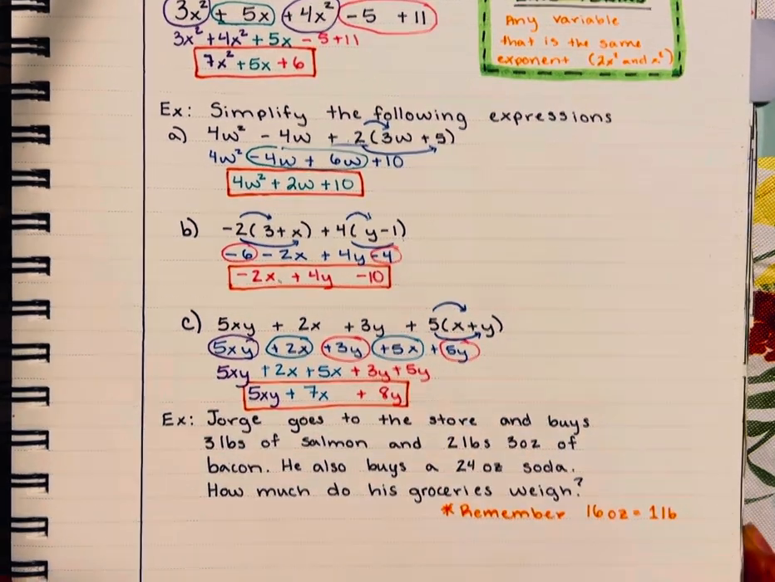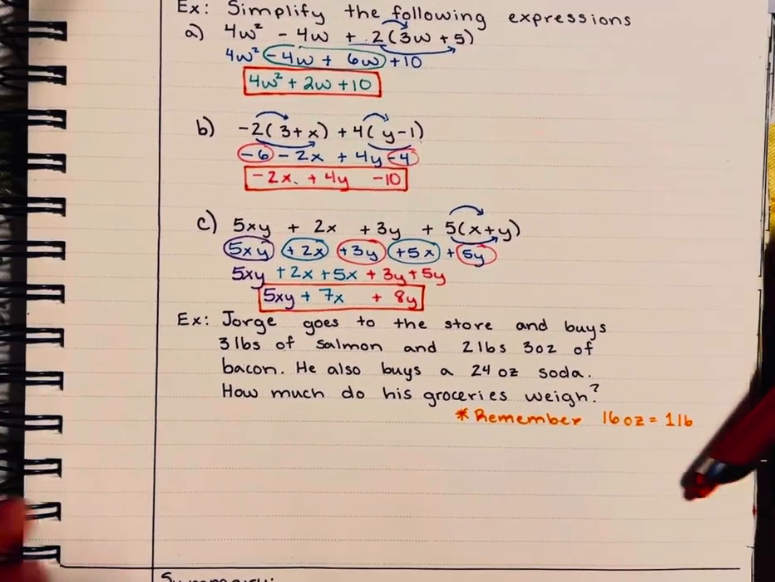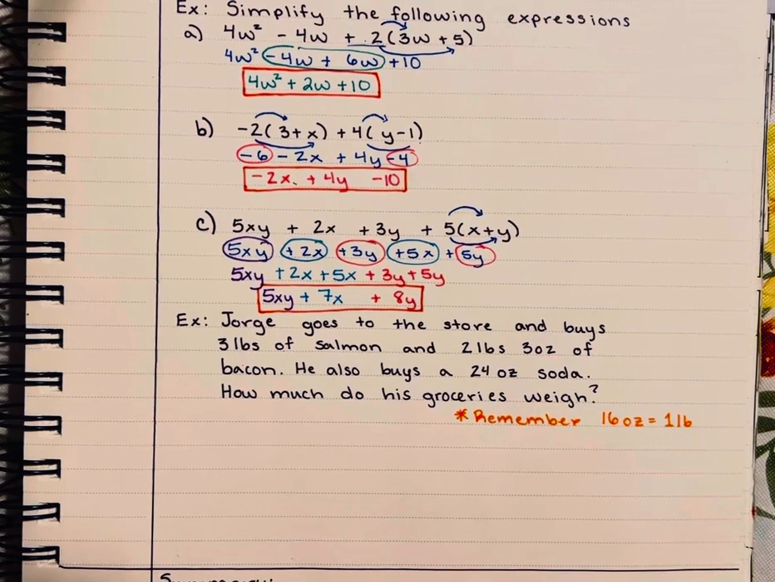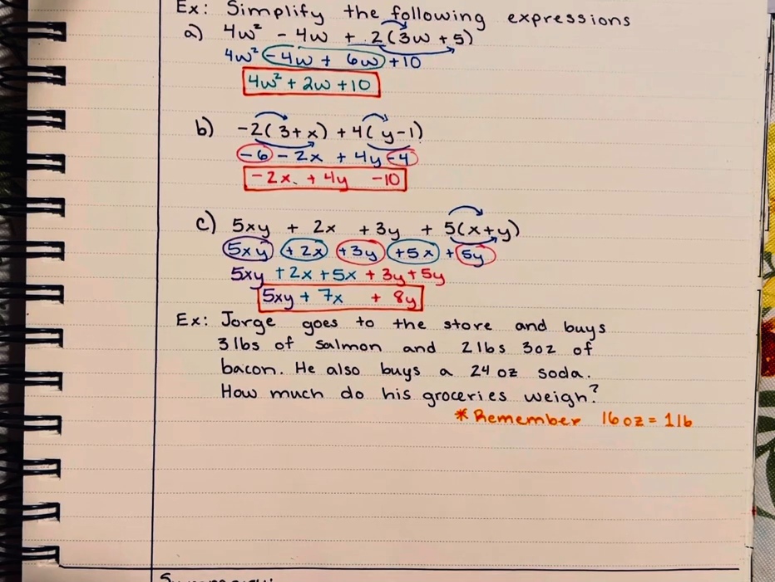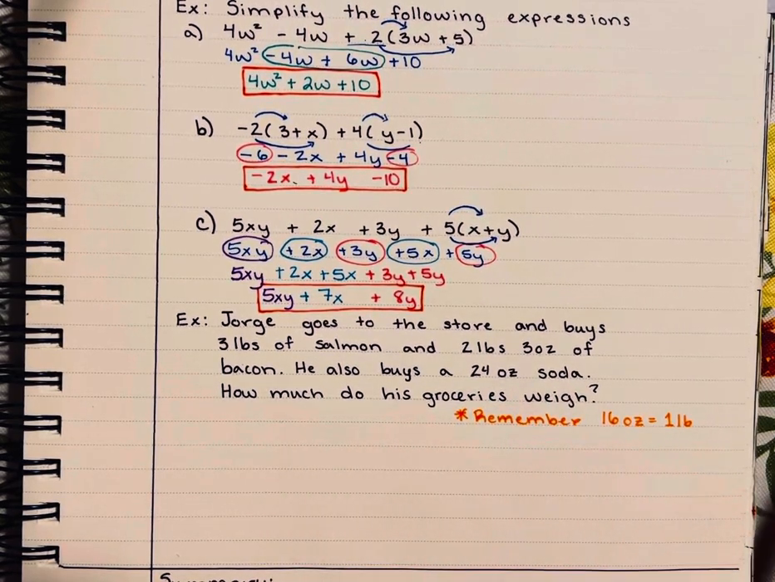Okay. And then finally, what would math be without a word problem? So in this word problem, Jorge is going to go to the store and he buys 3 pounds of salmon and 2 pounds and 3 ounces of bacon. He also buys a 24-ounce soda. How much does his groceries weigh? So here we have different units, right? We have 2 pounds, 3 ounces, we have 24 ounces, and we have 3 pounds.